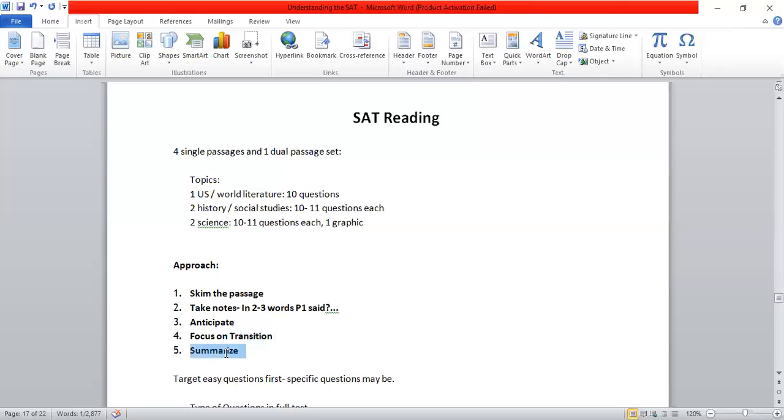So while you skim, take notes, anticipate, look at the transition and summarize, you have to throughout be focused. That's very, very important.